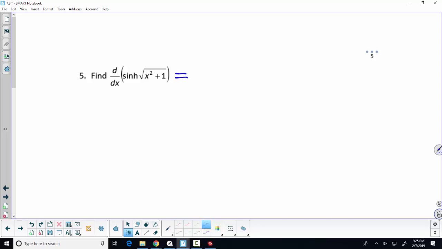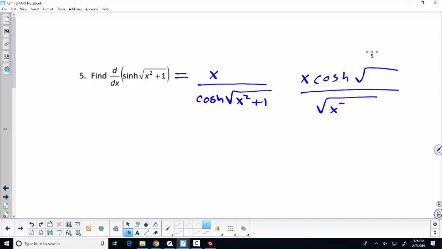Anyone want to share what they got as the derivative? I don't know, Brad, but I got x over cosh root x squared. Get out. That's what it is. Somebody get something different? So uncomplicated. Here, I got x cosh root x squared plus 1 over root x squared plus 1. That's what you got. The applause meter. Is that right? Okay, let's see.